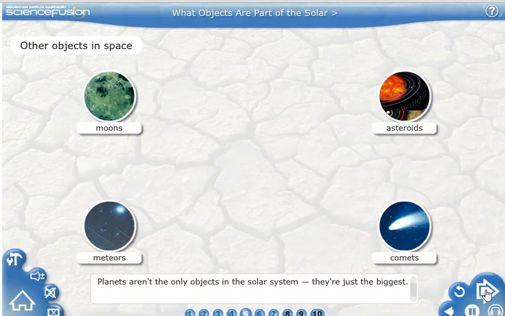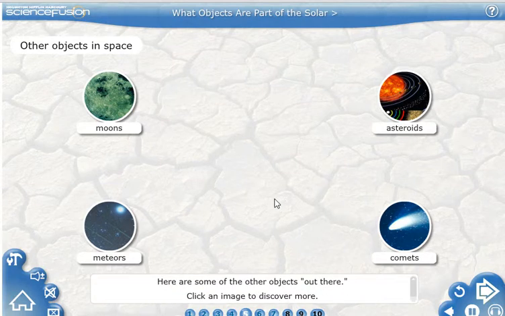Planets aren't the only objects in the solar system. They're just the biggest. Here are some of the other objects out there. Click an image to discover more.